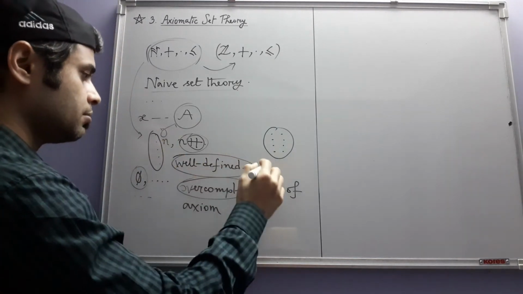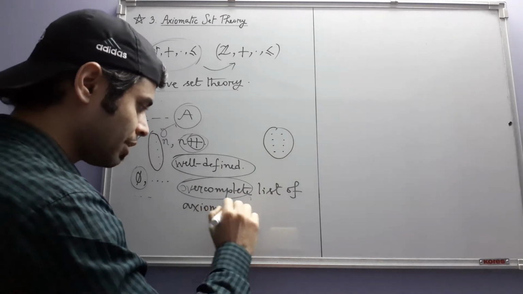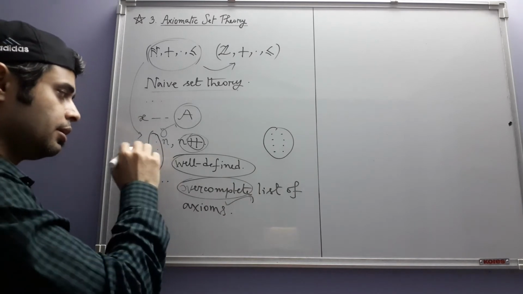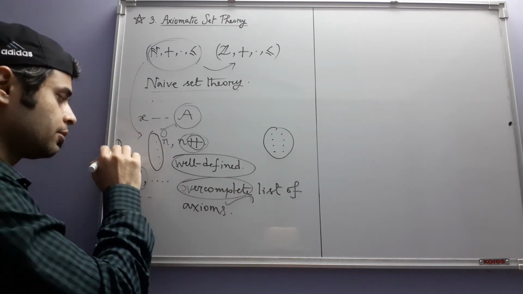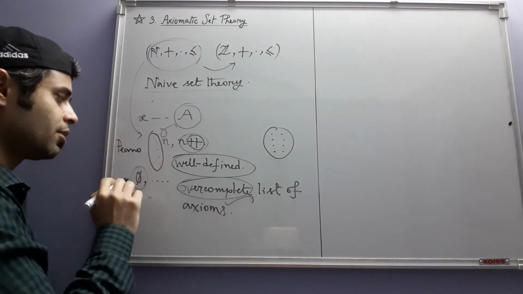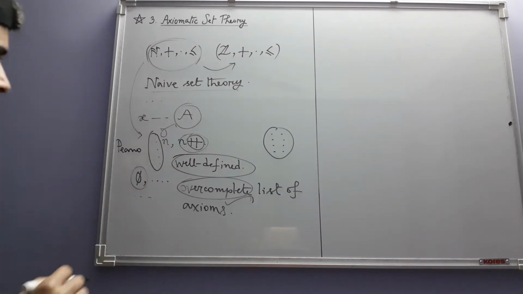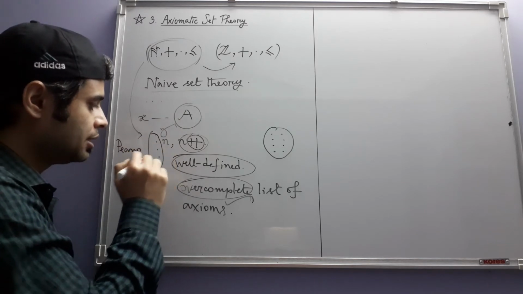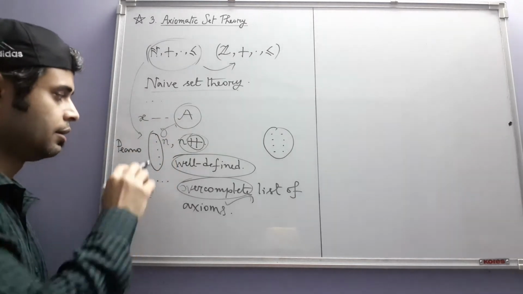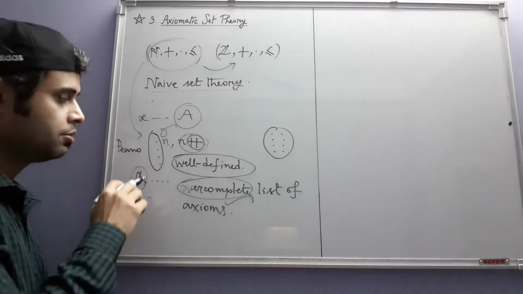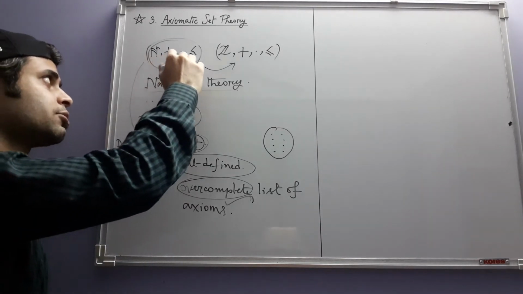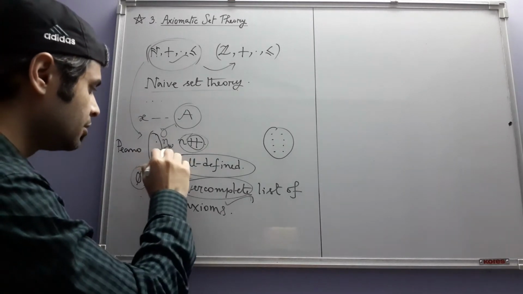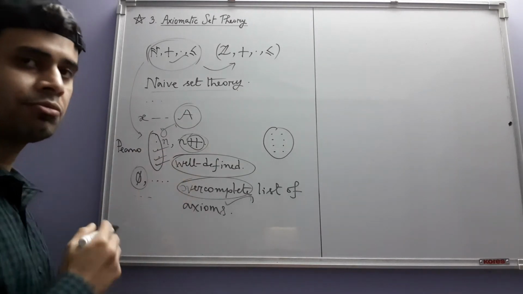Here, however, as opposed to this approach of having an overcomplete list of axioms, when we developed the natural numbers using the Peano axioms, there we saw that the 5 axioms that we laid out there are necessary. The system of natural numbers, or rather its behavior, cannot be properly pinned down if we remove even one axiom from this list of 5 axioms.